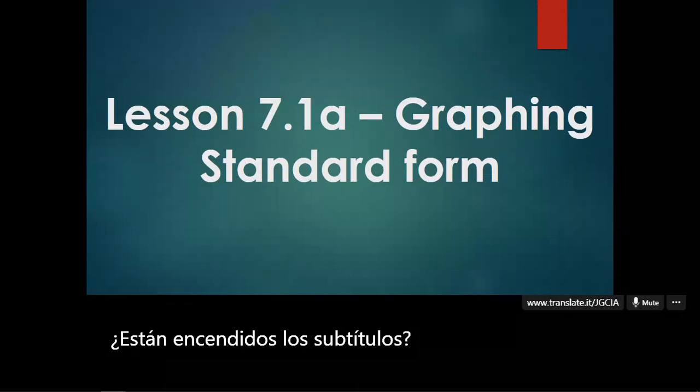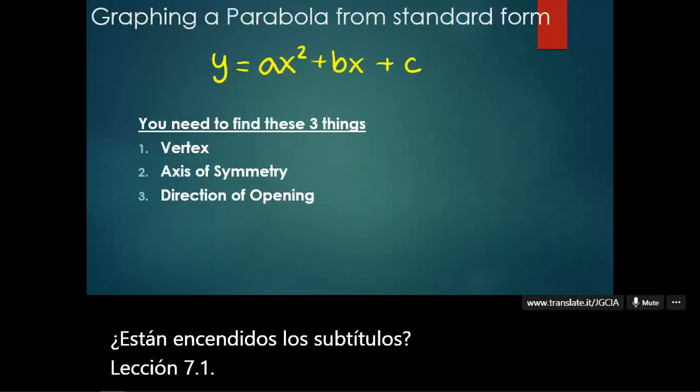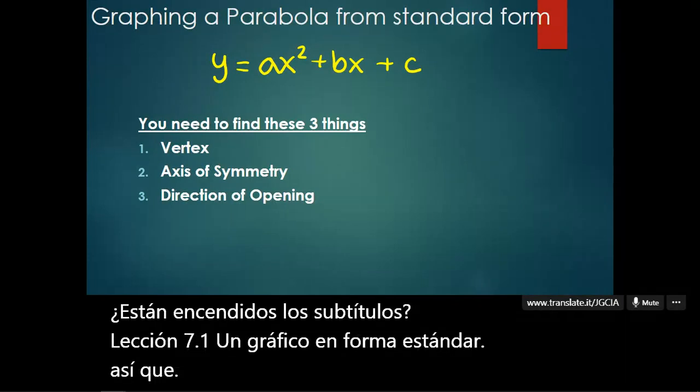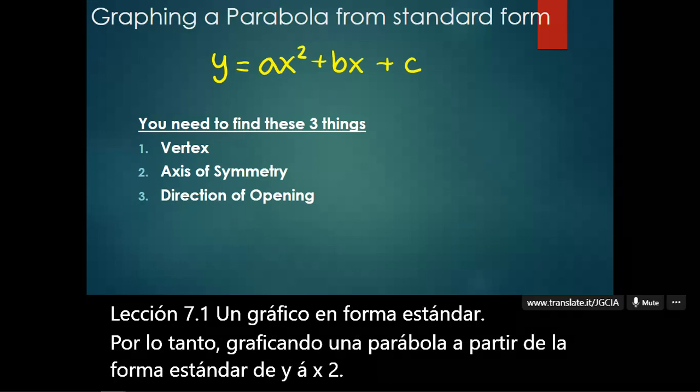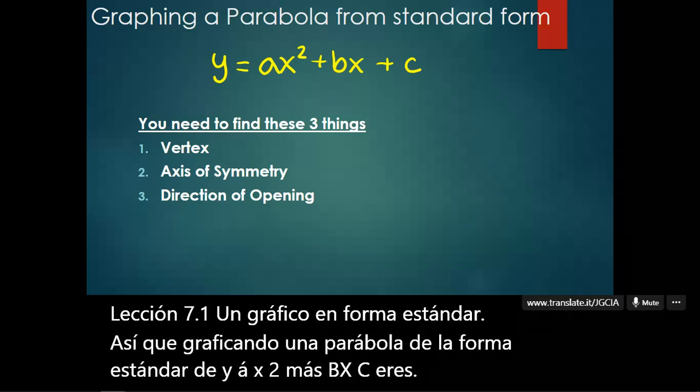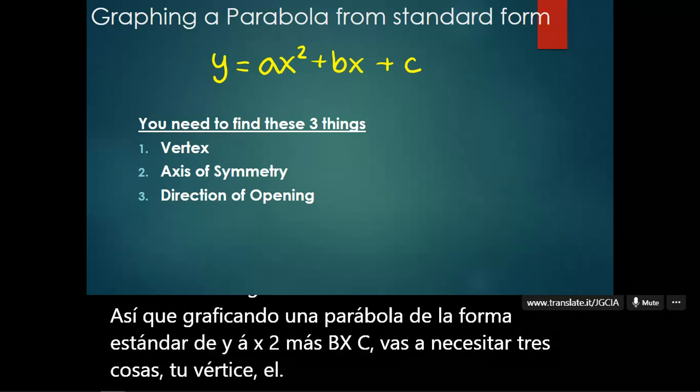Lesson 7.1a, Graphing Standard Form. So graphing a parabola from standard form of y equals ax squared plus bx plus c, you're going to need three things: your vertex, the axis of symmetry, and the direction of the opening.